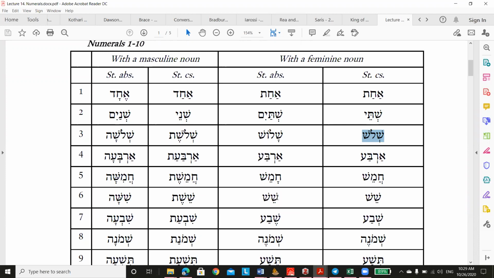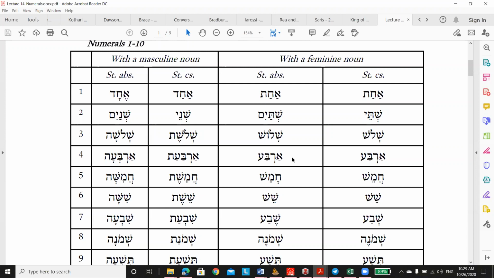The masculine form of the number. So this is masculine, this one. I can see Shalosh, Arba, Hamesh, Shesh. These are the masculine form. And Shisha, Hamisha, Arba'a, this is the feminine form. Feminine form, okay, sure.